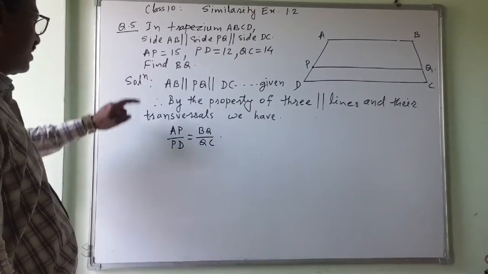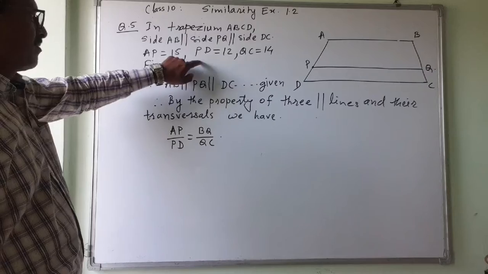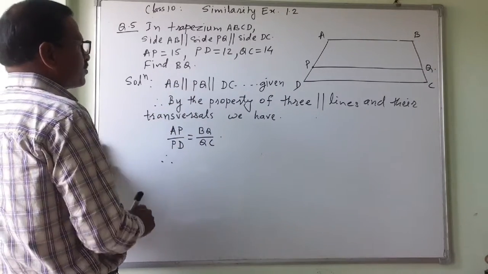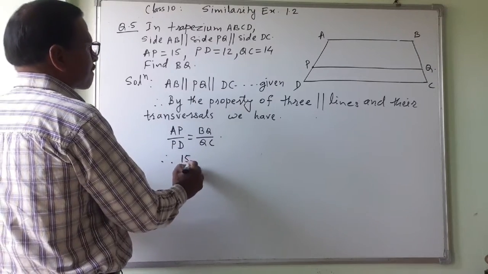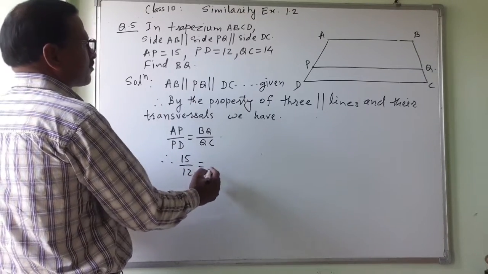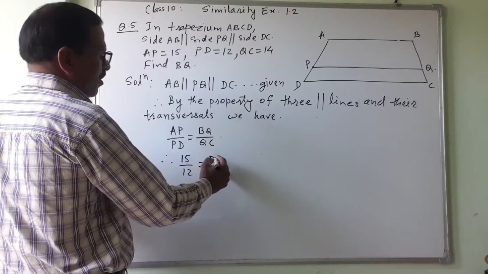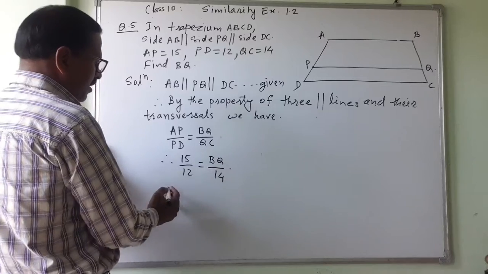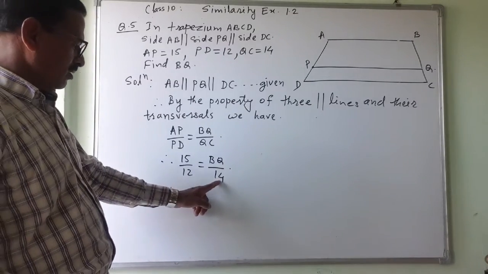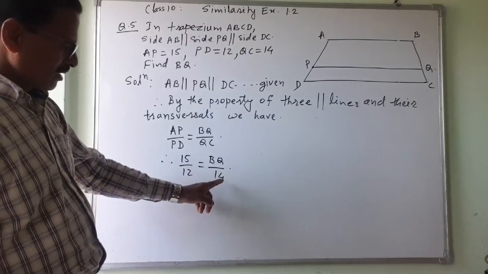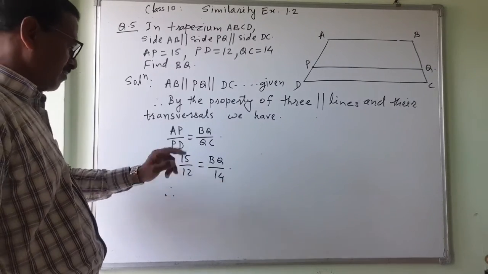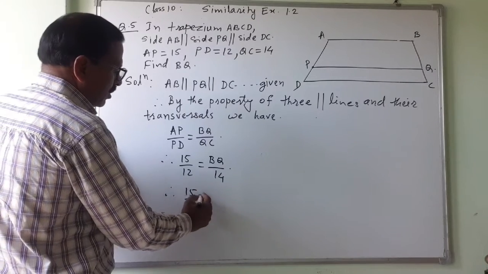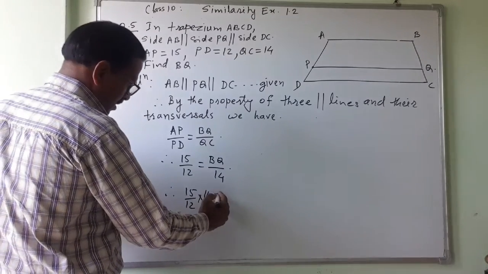Now what are the values? AP is given, PD is given, QC is also given, BQ I want. Therefore now I will substitute the value. AP is 15, PD is 12, BQ I want to find, and QC is 14. Therefore, don't do the cross multiplication, bring this here, it will become into. Therefore, 15 upon 12 into 14 is equal to BQ.